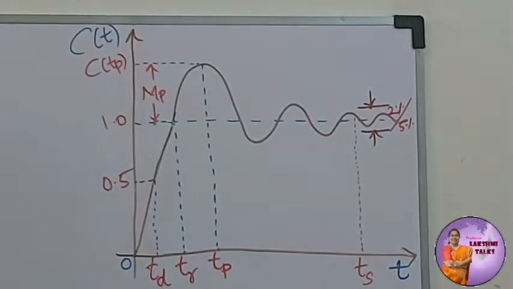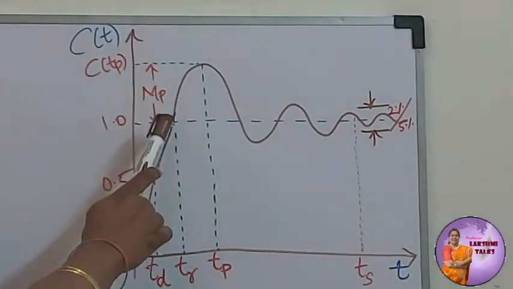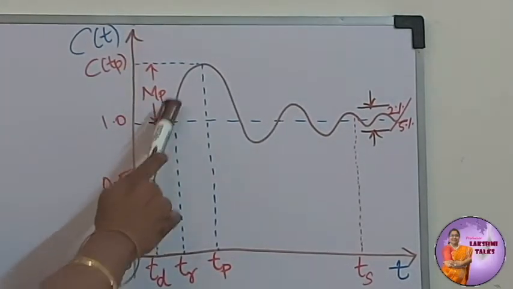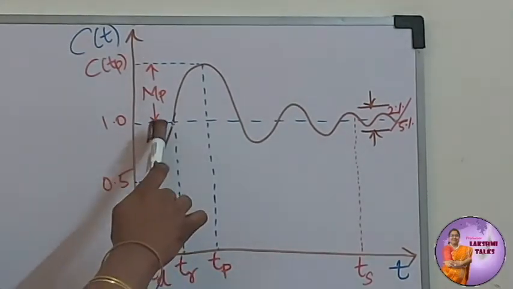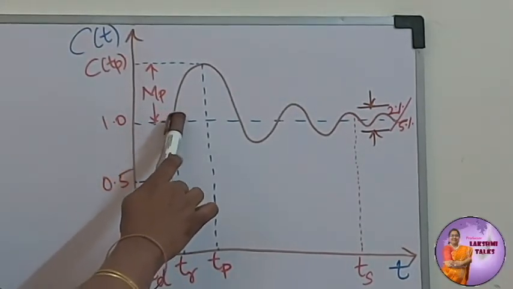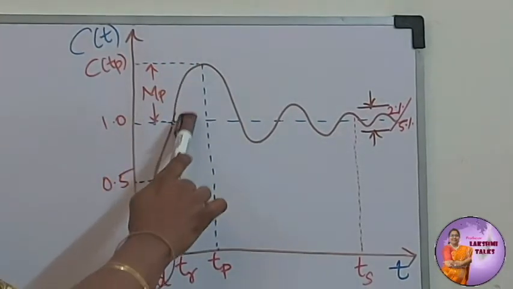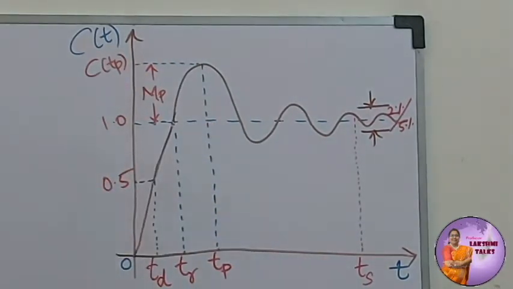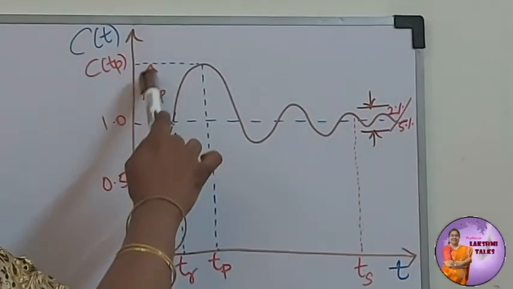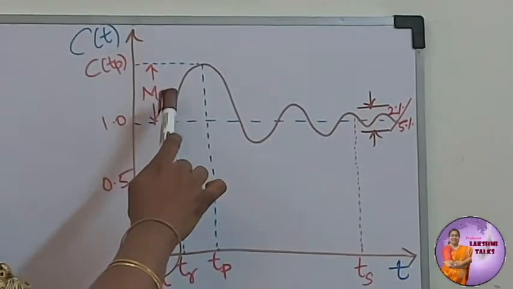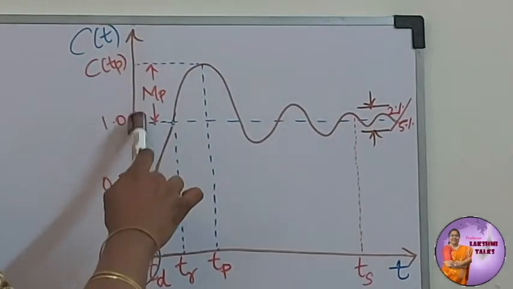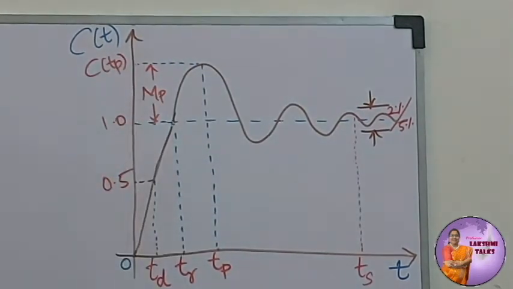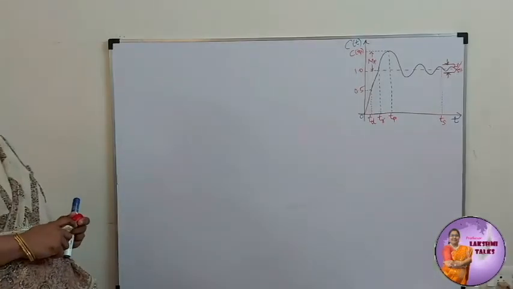Peak overshoot. So the value that is above the final value 1, that is called the peak. Okay, after it has reached a maximum value beyond this value of 1, that is a maximum peak. So it is called the maximum peak overshoot and it is defined by C of TP, the magnitude at peak time, minus 1. That is called the peak overshoot and it is usually given in terms of percentage.